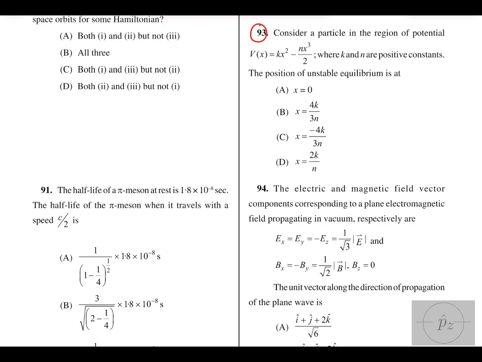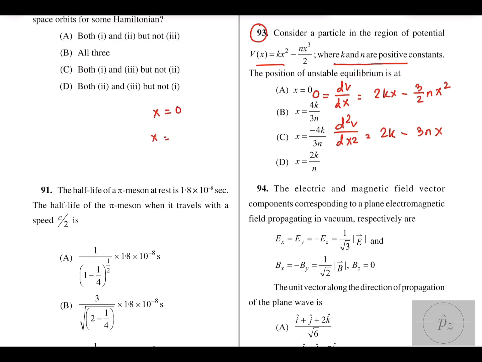Problem 93. Consider a particle in the region of potential this, where k and n are positive constants. The position of the unstable equilibrium is at. We need the derivative of the potential dV by dx, that is 2kx minus 3 by 2 n x squared, and the second derivative also, which is 2k minus 3nx. So to find the critical points, we equate the first derivative to 0, which gives x equal to 0 as one solution and x equal to 4k by 3n as another.